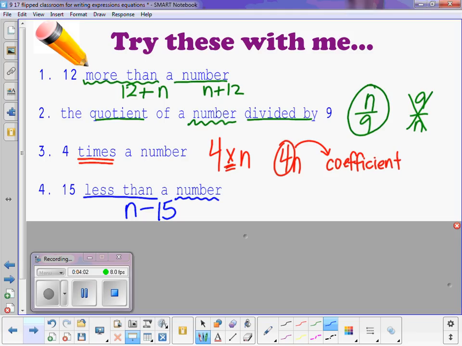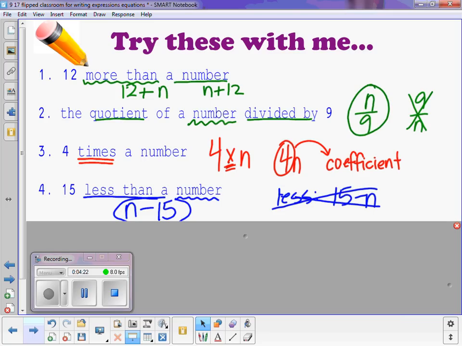Now the other term, less, without the than. If it said less, it would be written as 15 minus n. Oops. 15 minus n. Okay, so there is a difference. On number 4, you should have n minus 15. Okay, there is a difference between less and less than.